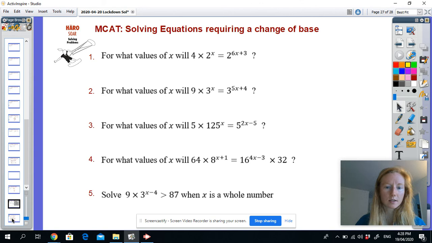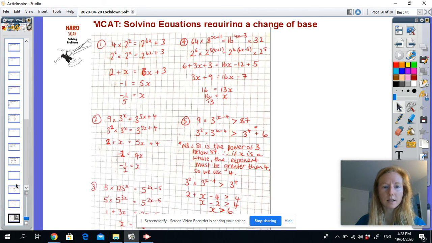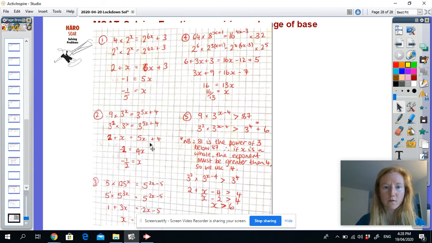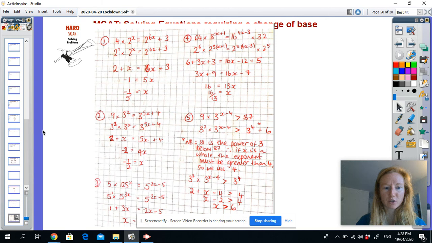Okay, answers. These should be your answers for those 5 questions there. Question 5 was a little bit different. So if you had a go at that one, that's a little bit extended beyond what I've covered today. So don't panic too much if you didn't know what to do there. But you can have a little look at question 5 there and see if you can work that through.